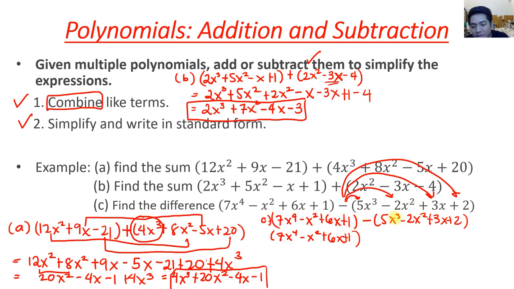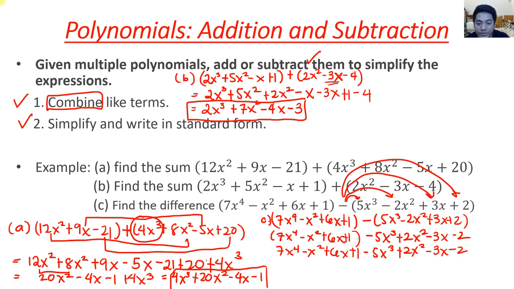So if I distribute that, that would be negative 5x cubed. Negative times negative would be positive 2x squared. Negative times positive would be negative 3x. Negative times positive 2 would be negative 2. Okay? So we can rewrite this: 7x raised to 4 minus x squared plus 6x plus 1, minus 5x cubed plus 2x squared minus 3x minus 2.